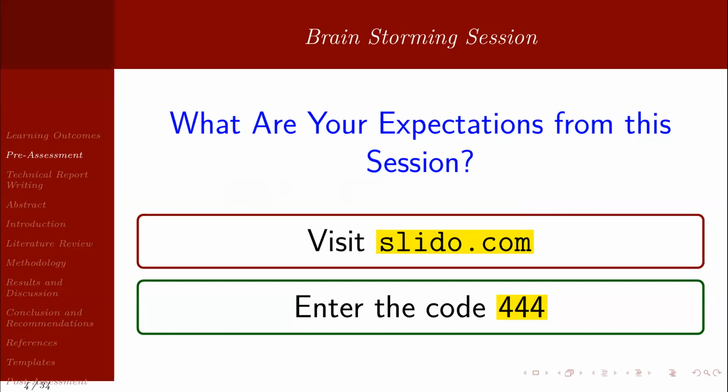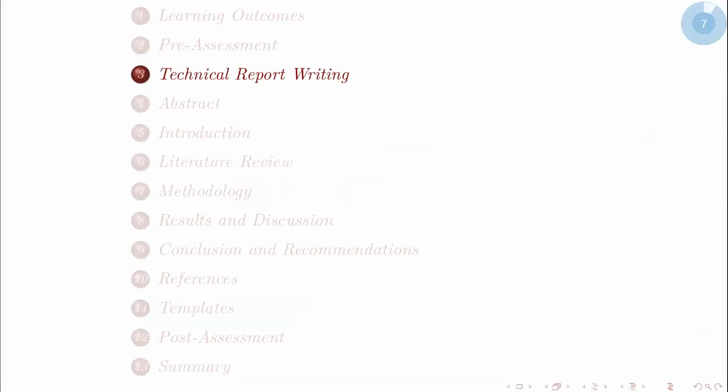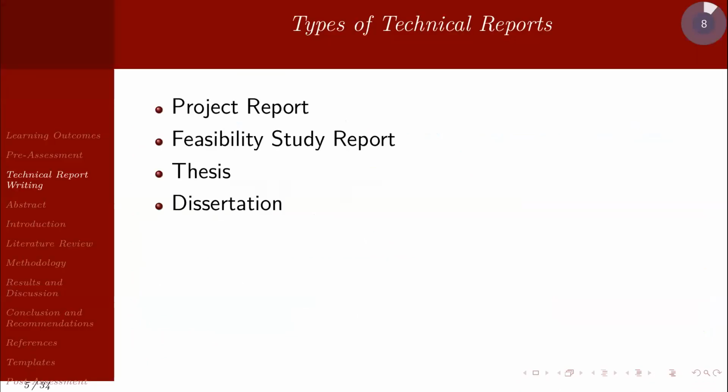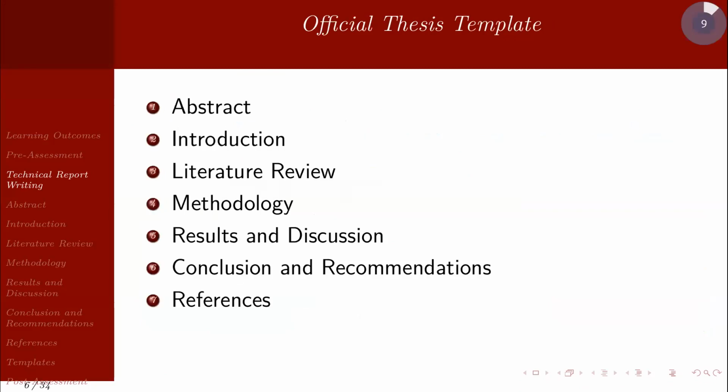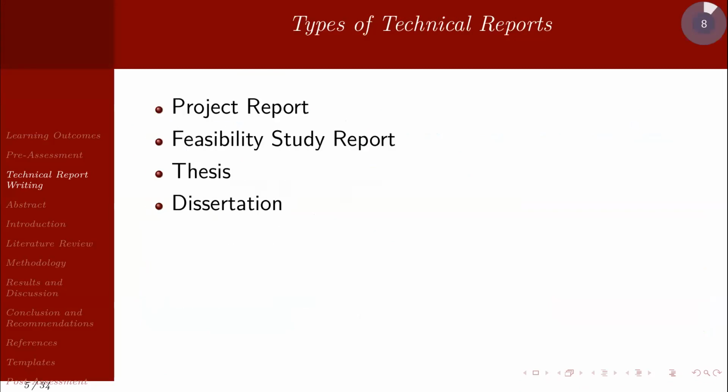Okay, let's move on. Broadly speaking, technical reporting is a broad area. There can be different types of technical reports, like project report, feasibility study report, pre-feasibility report, thesis, dissertation, and so on. Usually the doctoral final report or thesis is known as a dissertation, and a thesis can be for undergrad or masters. Even sometimes people might say PhD thesis.